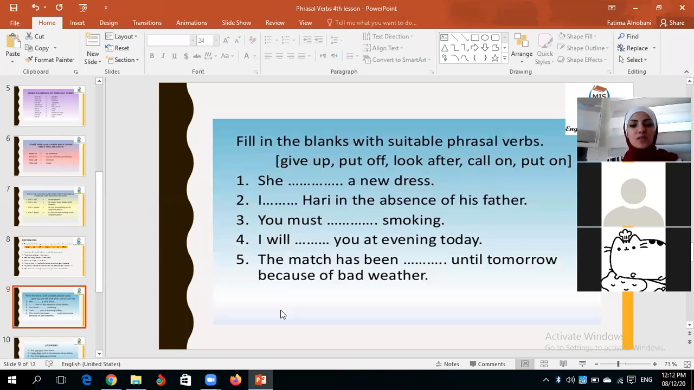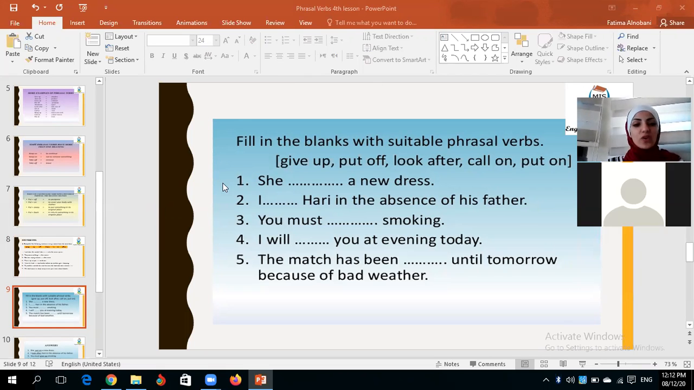Let's go to this question. Fill in the blanks with suitable phrasal verbs. We have give up, put off, look after, call on, and put on. Who would like to solve the first one? Masa, can you solve the first one? Masa is gone. Yalla, can you solve the first one? She put on a new dress. Lovely. A new dress. Yes.